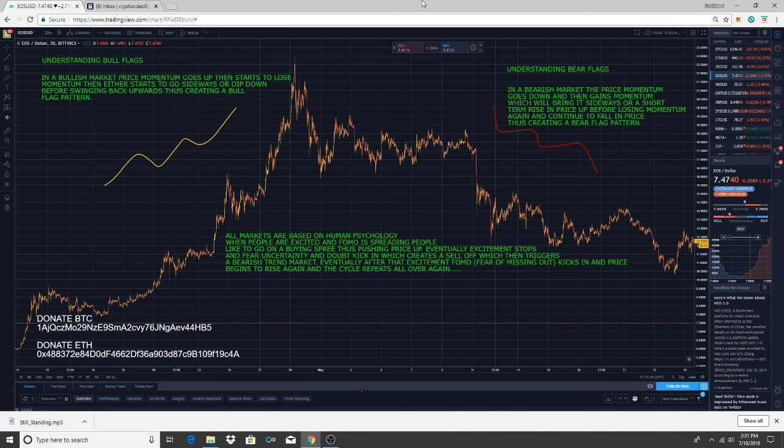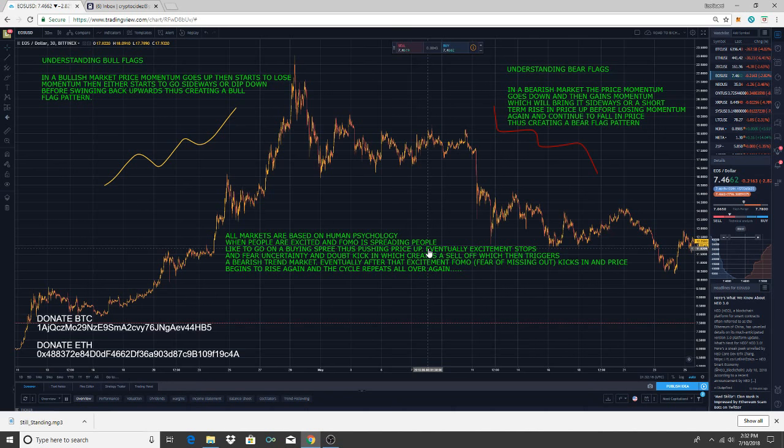Then all this FUD, also known as fear, uncertainty, and doubt, starts to kick in. And some people start to sell. It triggers more people to sell. The momentum starts going downwards. There's panic, etc. So this drives the price down. Then you get your first bear flag, which would be right here. Then all these bear flags, etc. It starts to be a bear market.